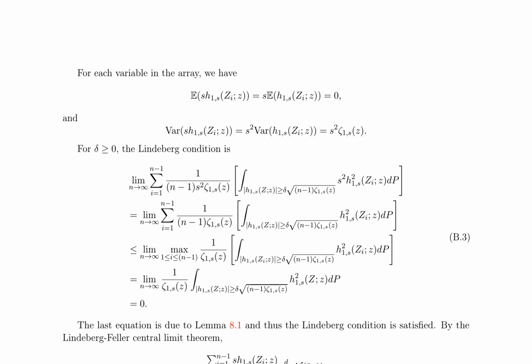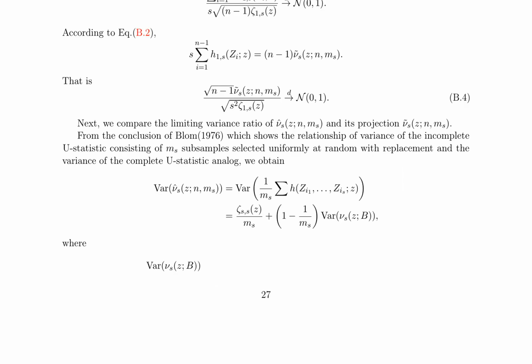By the Lindeberg-Feller central limit theorem, the sum of the scaled Hilbert statistics is asymptotically normally distributed, as expressed in equation B.4. This implies that the square root of n−1 times the scaled Hilbert statistic converges in distribution to a standard normal distribution. The paper then compares the limiting variance ratio of the incomplete statistic, ν_s(z, n, m_s), and its projection.